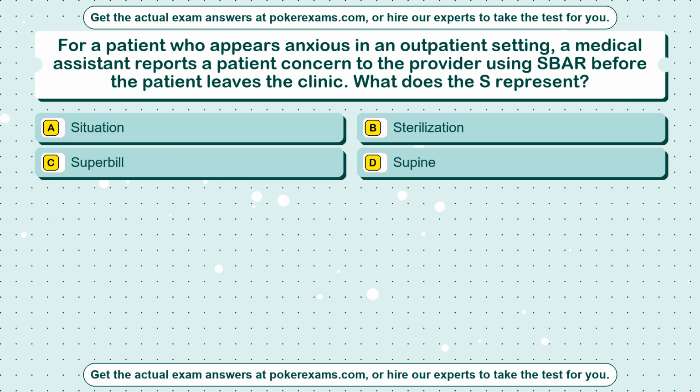Question 95. For a patient who appears anxious in an outpatient setting, a medical assistant reports a patient concern to the provider using SPAR before the patient leaves the clinic. What does the S represent? Option A, situation. Option B, sterilization. Option C, superbill. Option D, supine.